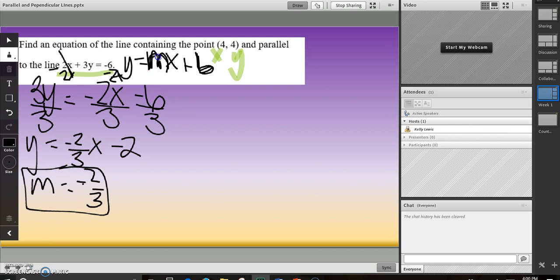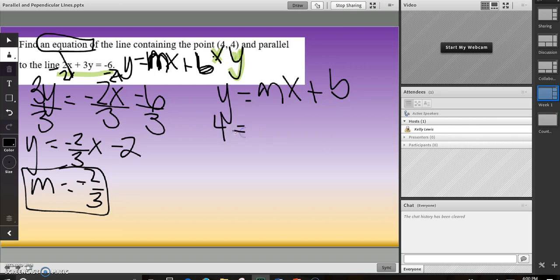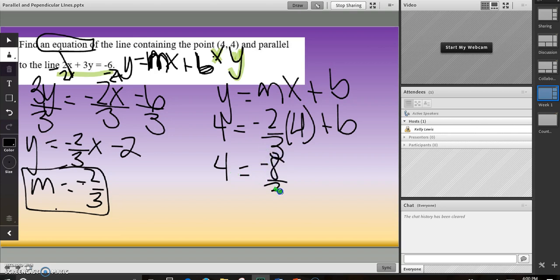And so I have found my m when I find the equation, and I need to find the b. I have my x is 4 and my y is 4. So I have my formula: my y is 4, my m is negative 2/3, my x is 4, and my b, that's what we're trying to find out. So negative 2/3 times 4. I'm going to do that in my calculator, and I should get negative 8/3.